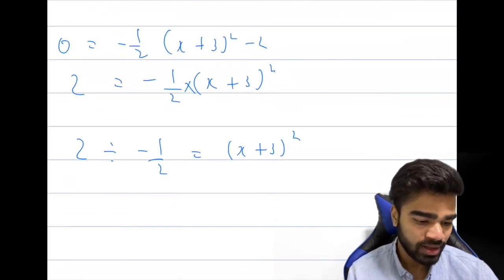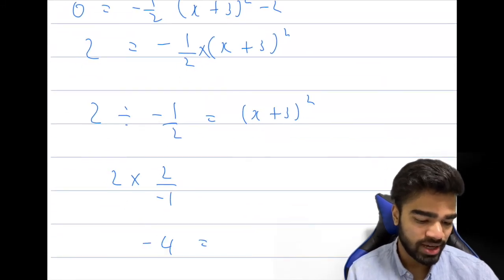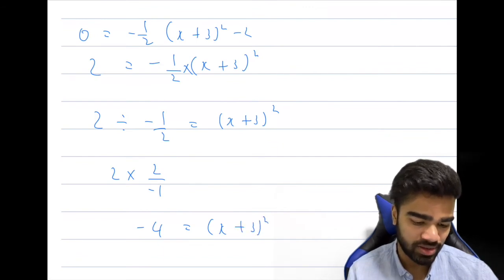Okay, let's do it. Now to divide, you need to flip the sign. Flip it by saying 2 over negative 1, 2 over negative 1, like that. So pretty much you have negative 4. Right, so you flip it and multiply. So you have negative 4 is x plus 3 whole thing squared.